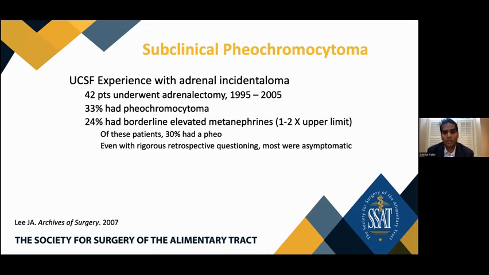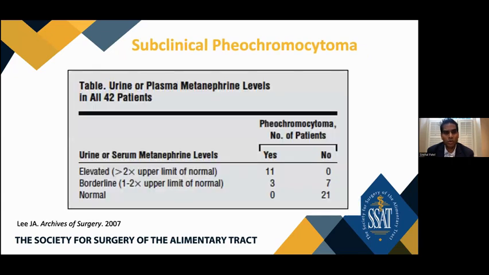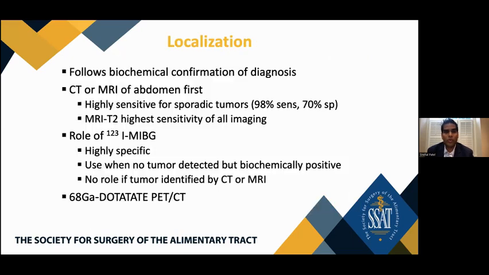So unless they truly have a significant elevation in their metanephrines, which we don't always see, most people are truly asymptomatic. So it is interesting to keep in mind that it's not excluded, and these borderline ones can still be pheo. So take that into account with imaging when we operate. And so that goes to, what do you do next, right? So imaging will follow the biochemical confirmation, or in the case of this 1 to 2x elevation.